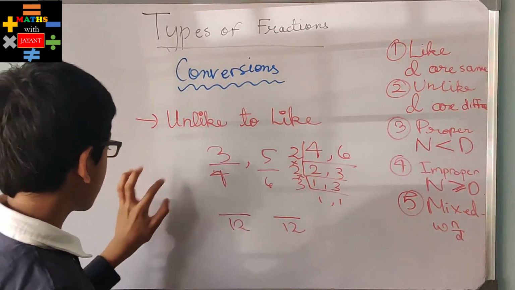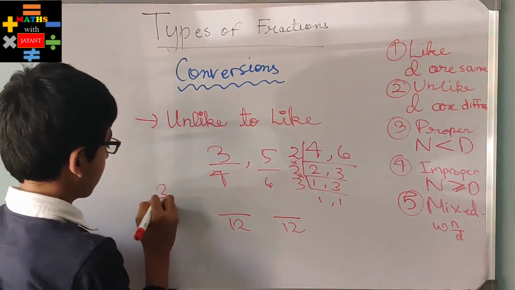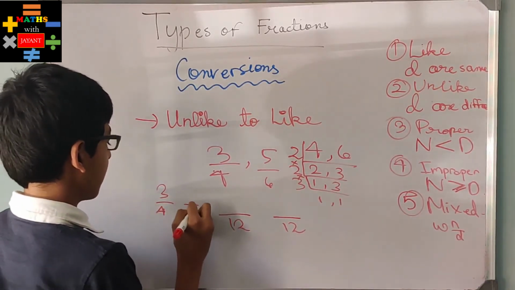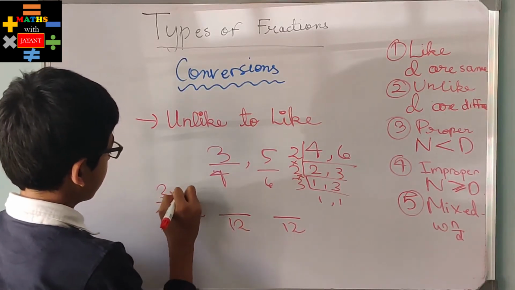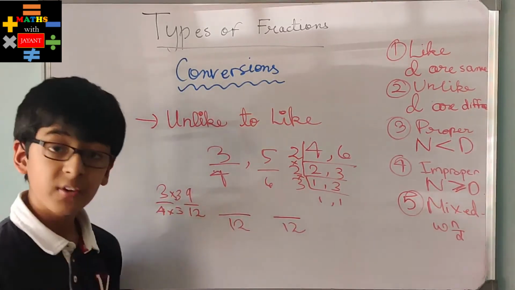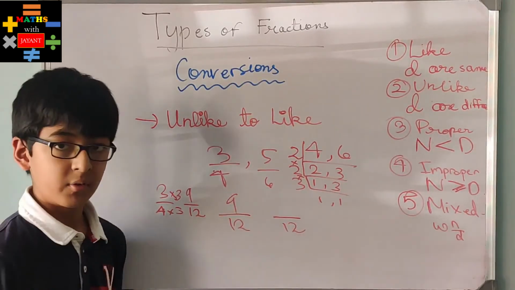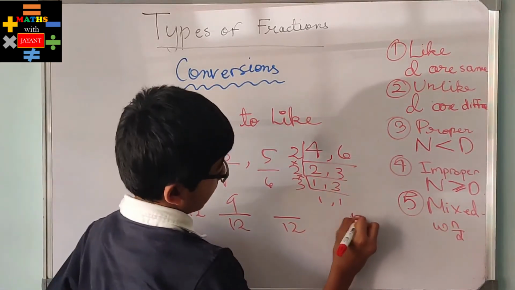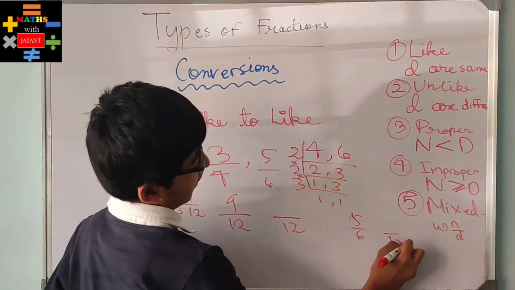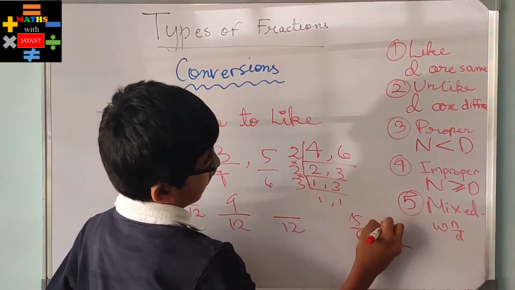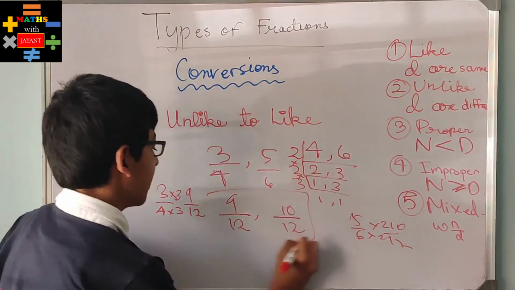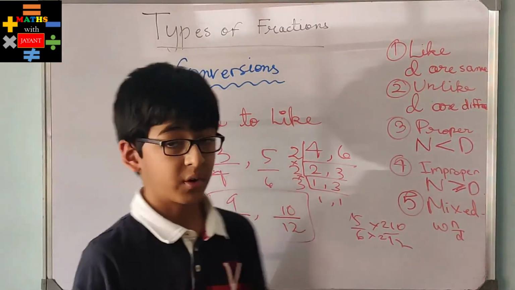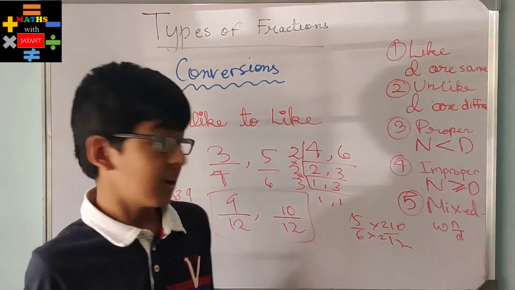And now 3 by 4 should be converted into something by 12. And 4 into 3 gives us 12. So 3 into 3 we are going to do. 3 into 3 is 9. This becomes 9 by 12. Looking at the next example, 5 by 6 and something by 12. 6 into 2 gives us 12. So we'll do 5 into 2, which will give us 10. We've got 10 by 12. And over here, like this, we've converted them into like fractions.